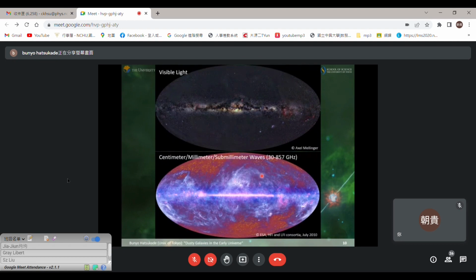This is a composite image taken at centimeter, millimeter, and submillimeter waves. This shows the distribution of dust and gas at these wavelengths. So very different materials are seen by using different wavelengths.